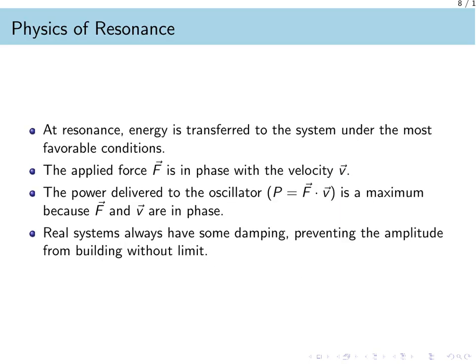The physics behind resonance is centered on energy transfer. At the resonance frequency, energy is transferred from the external source to the system under the most favorable conditions possible. This happens because the applied force is perfectly in phase with the velocity of the oscillator. Power is defined as the dot product of the force vector and the velocity vector. Since the force and velocity are moving in the same direction at the same time, the power delivered to the oscillator reaches its maximum value.